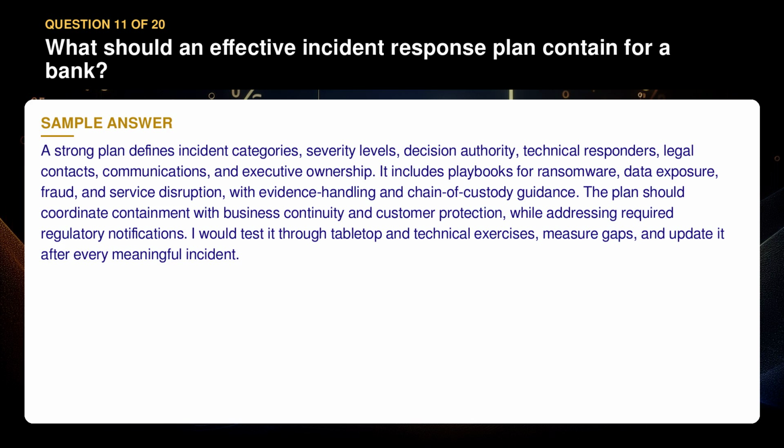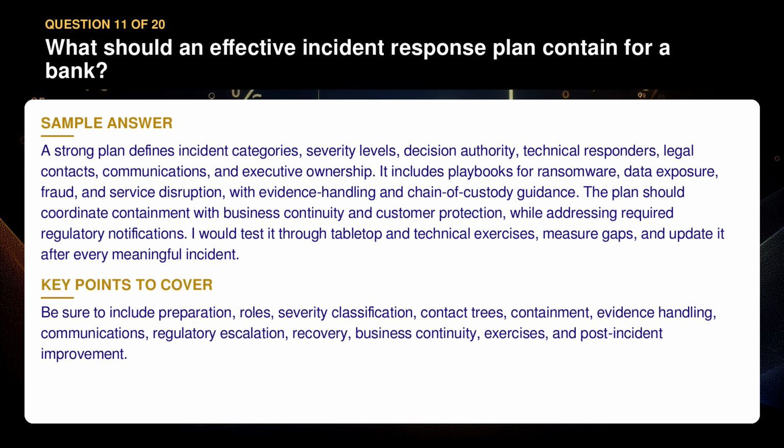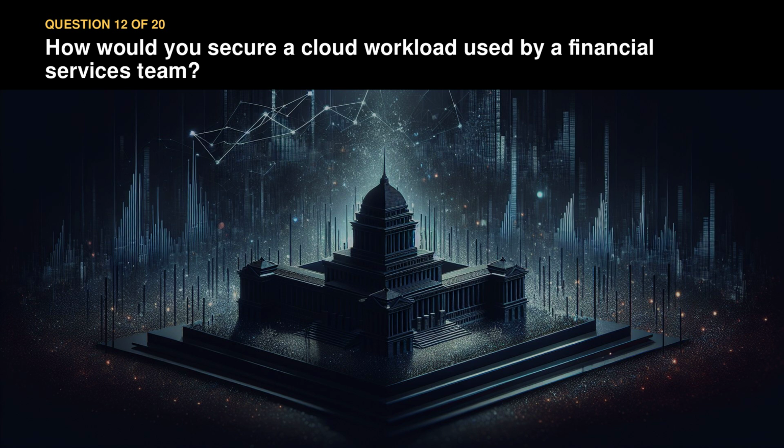The plan should coordinate containment with business continuity and customer protection, while addressing required regulatory notifications. I would test it through tabletop and technical exercises, measure gaps, and update it after every meaningful incident. Be sure to include preparation, roles, severity classification, contact trees, containment, evidence handling, communications, regulatory escalation, recovery, business continuity, exercises, and post-incident improvement.